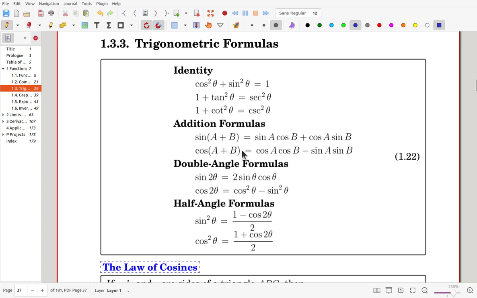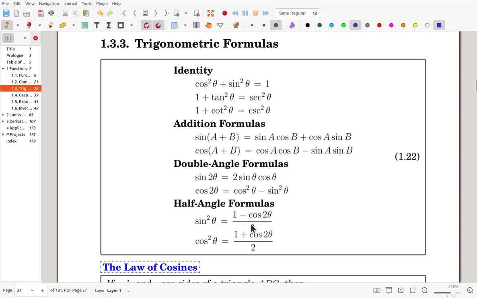Once A and B are the same, then that will become cosine and sine of 2 theta, and then this side will be the same, so that it is twice sine theta cosine theta. Simply from this one, you can get that one, and from this one also, you can get that one, when A and B are the same as theta.